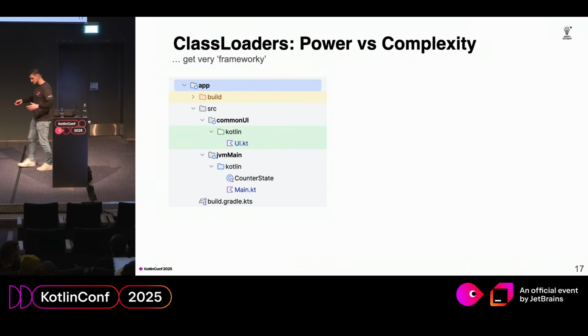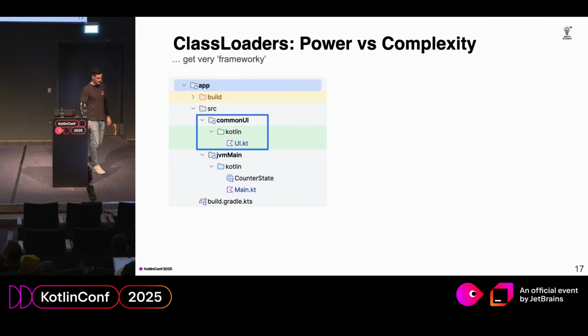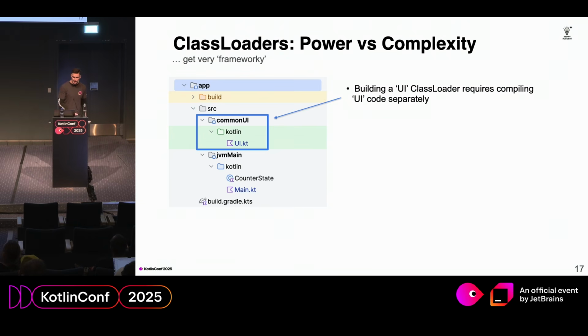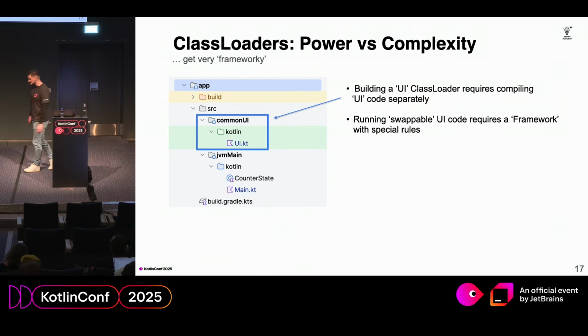And with an approach like this, with class loaders, you as the application developer would need to do this. You would need to use something like a common UI source set where you refactor your code base and split everything that is part of the UI into this source set and compile it separately. And that kind of implies there will be some framework that you have to learn as well, and you need to learn its rules and pitfalls.